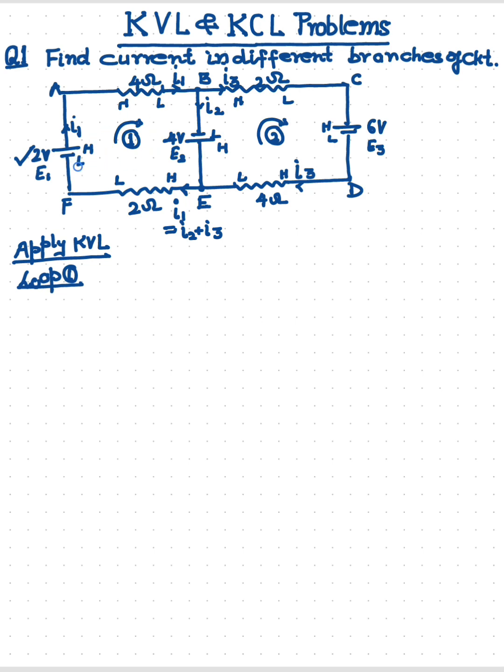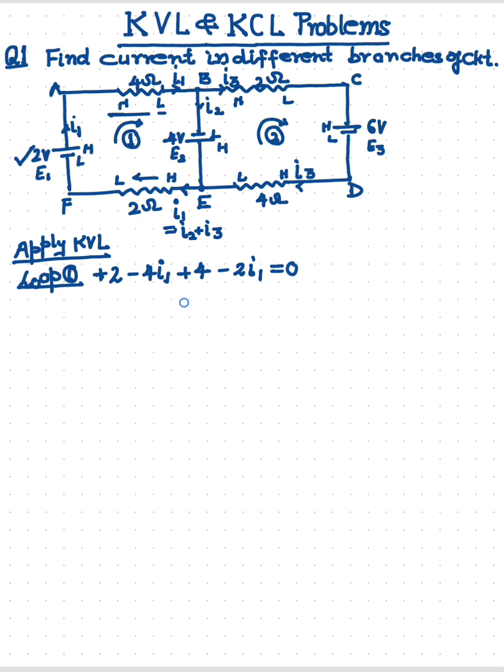We are traversing low to high, so this will be plus 2 volt. And now here we are traversing high to low, so this will be negative 4I1. And here we are traversing low to high, so this means plus 4 volt battery. Clear? Now here we are traversing high to low, so this means negative sign 2I1. So this will be equal to 0.